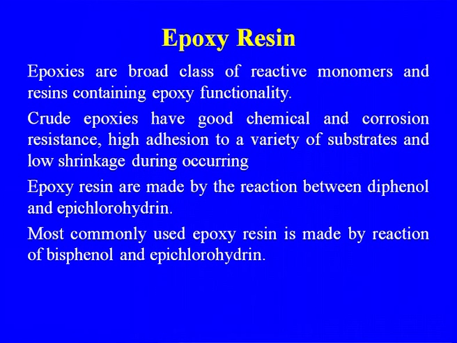So, epoxy resins are made by reaction between diphenol and epichlorohydrin. Here also the involvement of chlorine while making epichlorohydrin is there. So, the most commonly used epoxy resin is made by reaction of bisphenol and epichlorohydrin. So, again here the same problem: handling of bisphenol manufacturers, where we are handling the phenol and the poison is there.